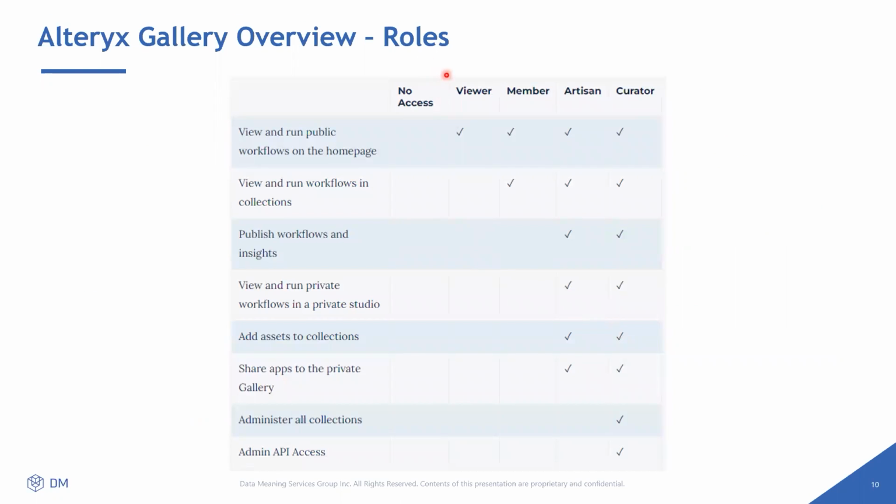About the roles now. Now, this is a better view of what each one of the roles do. Here, no access. He doesn't have access to anything, basically. Viewers can only view and run public workflows, and members can run the public ones and also the ones in the collections. Artisans are the developers, so they can publish workflows, they can view and run private workflows in their workspace, they can add assets to collections and even create them if they have enough access, and they can share them to the private gallery.